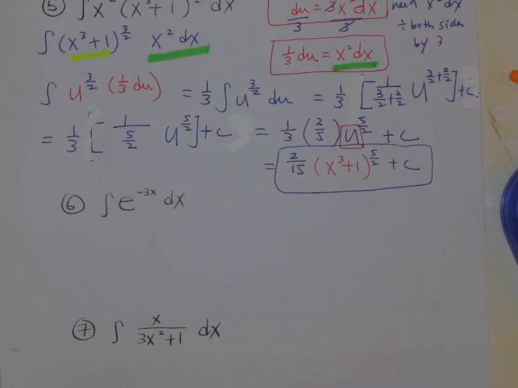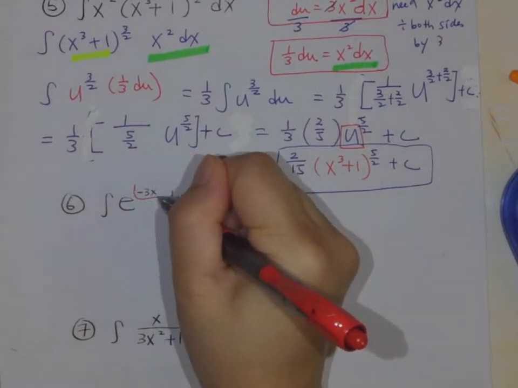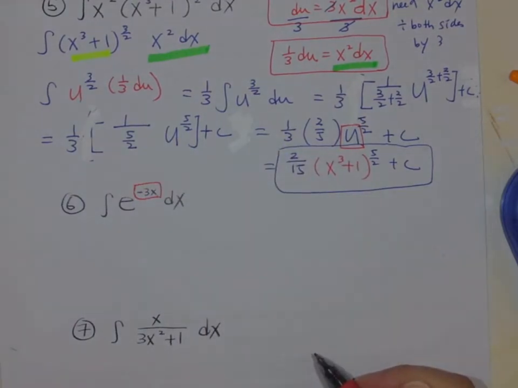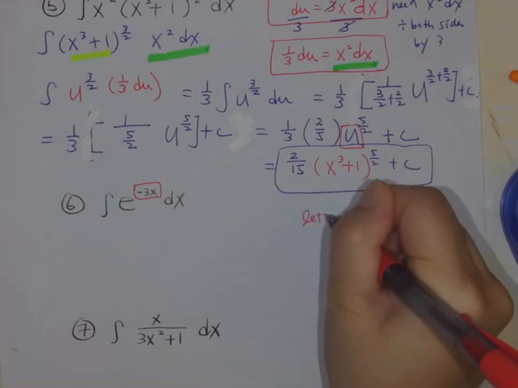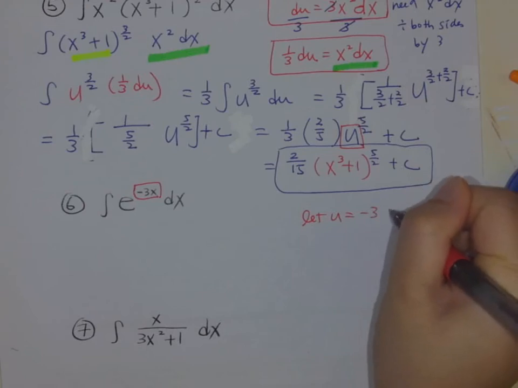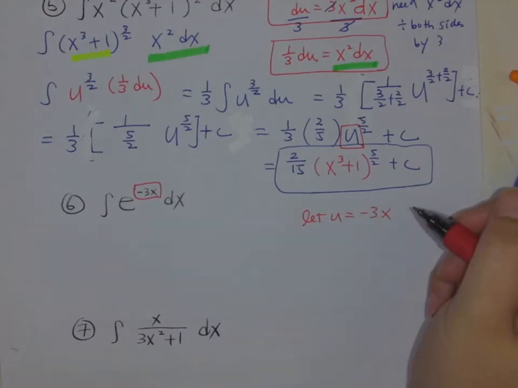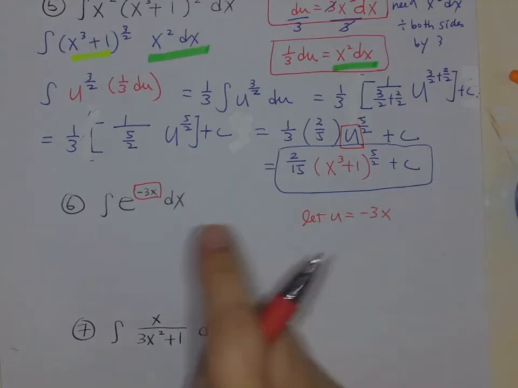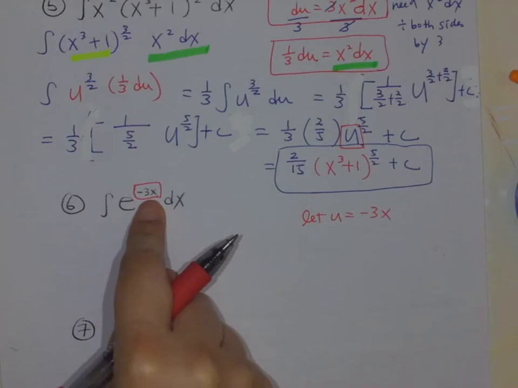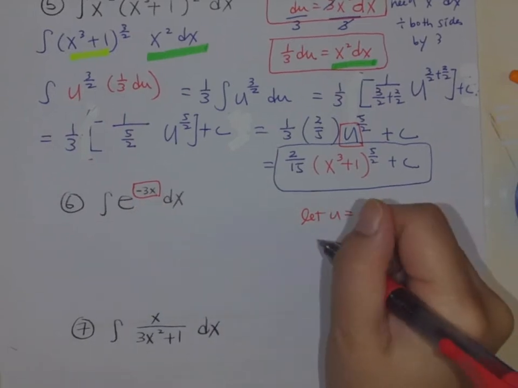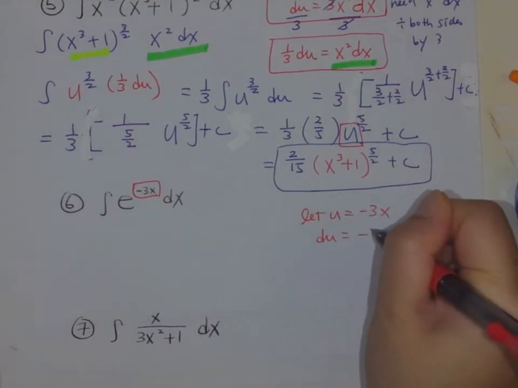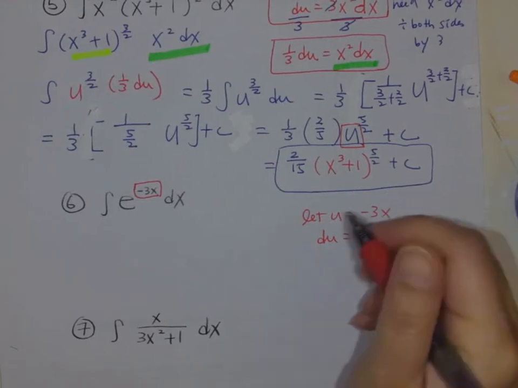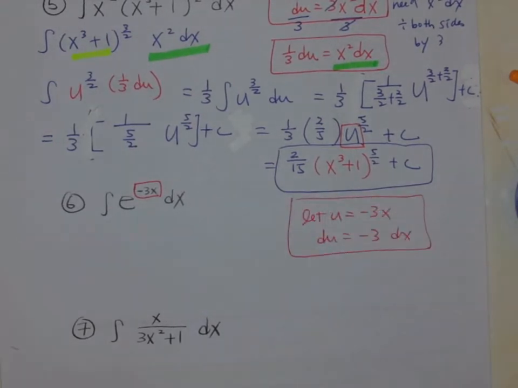The next one, we have a negative exponent here for e. So e is a little bit different, so let u equal negative 3x. Remember when you have natural exponential functions, if you have a function up here, so that's that. And then if we do du, it's going to be negative 3 dx. Okay, so let's see what happened.